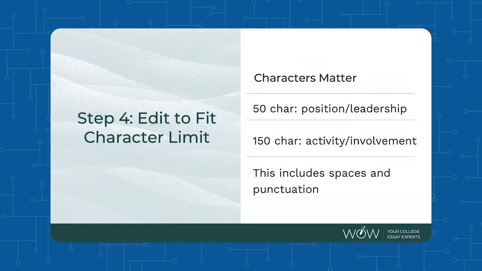Next, you're going to edit. So this is where you really have to whittle down to the very most important information. Characters matter now. You have 50 characters to describe the position or any leadership role you had, and 150 characters to describe the activity and how you were involved in it. Characters include spaces and all the punctuation. So a period is a character, and the word "the" is 3 characters. With a space on either side, all of a sudden 150 characters is not very much space.